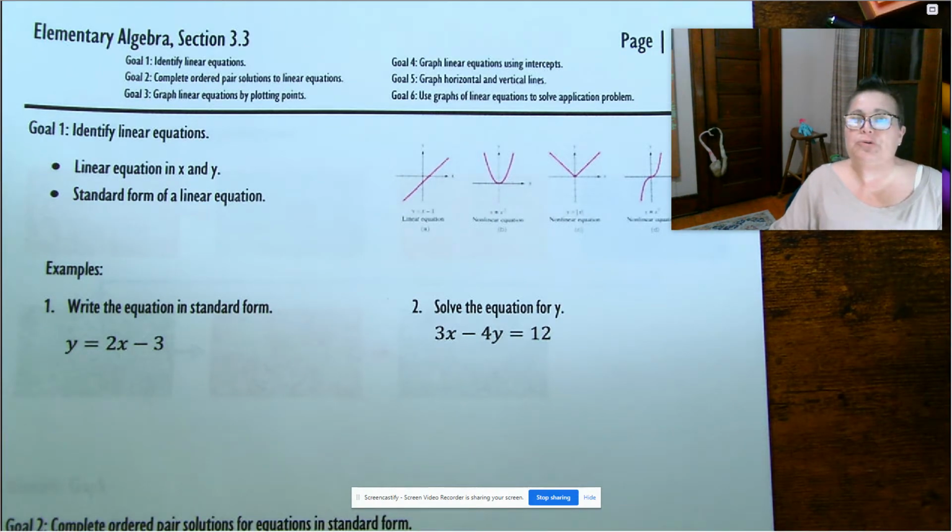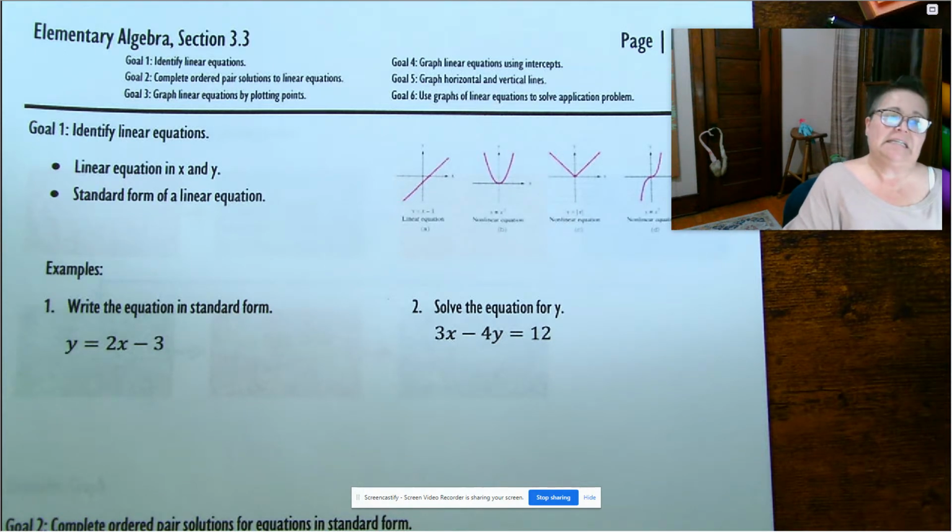We are going to present section 3.3 today. This is graphing linear equations. So we're going to talk first about identifying a linear equation. How do you know one by equation and how do you know one by sight? We're going to complete some ordered pair solutions in order to graph them. Then we're going to plot some points. Now, we're going to use those points to create the actual graph.